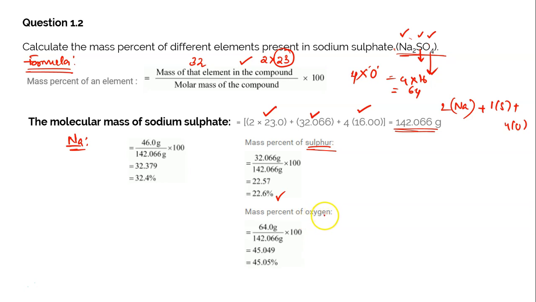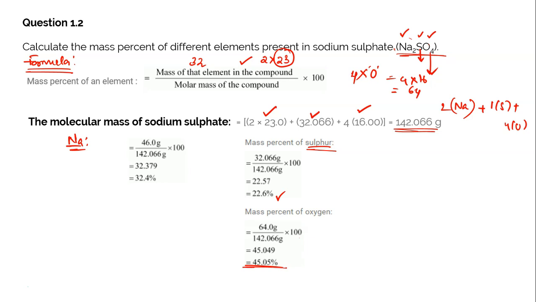And now finally for oxygen, try doing it on your own. But anyways, if you are stuck, listen to me carefully. The mass of oxygen divided by the molar mass of the compound, sodium sulfate, into 100 is the formula. But the mass of oxygen is 64 because sodium sulfate, as per its formula, has 4 oxygen units, because of which you are calculating 4 into 16 as the mass of oxygen. So it is 64 by 142 into 100. On simplification, it is 45.05%.